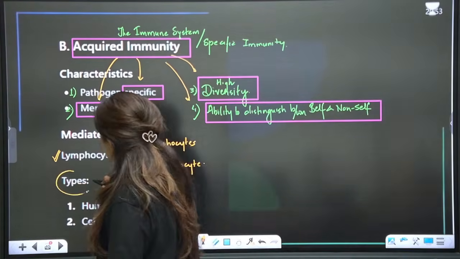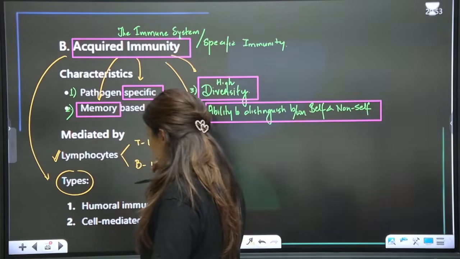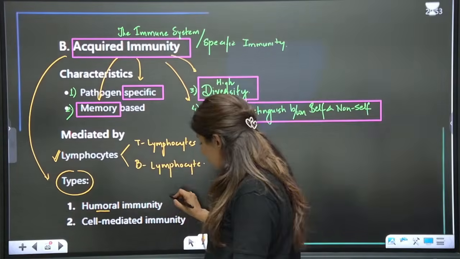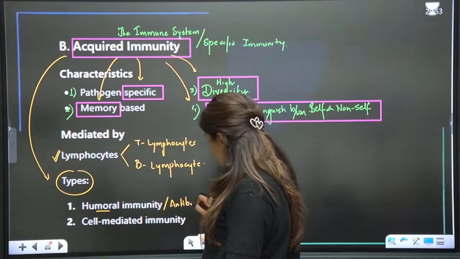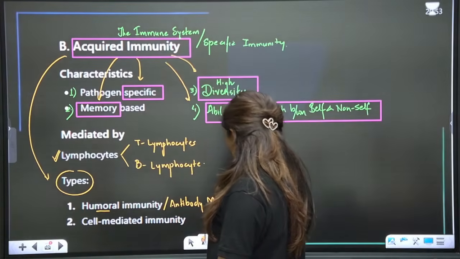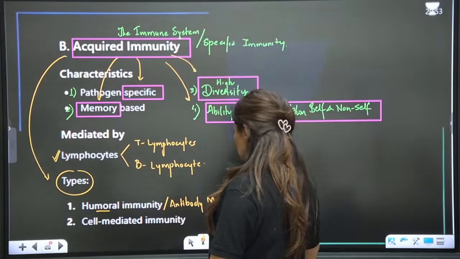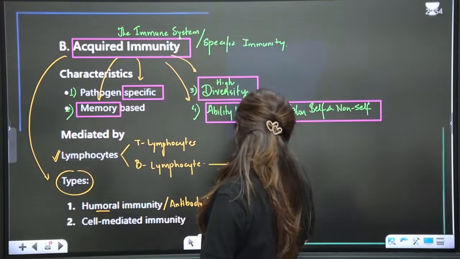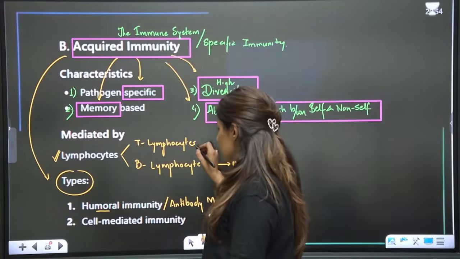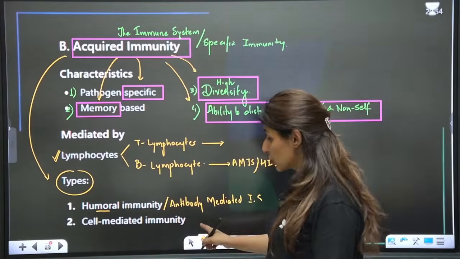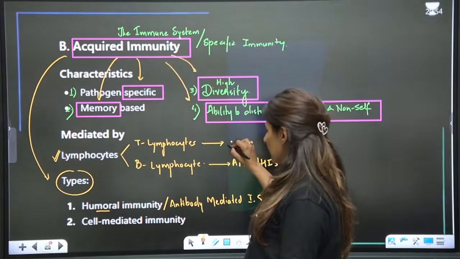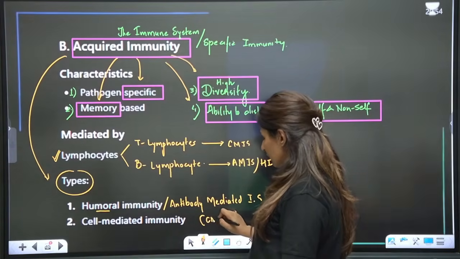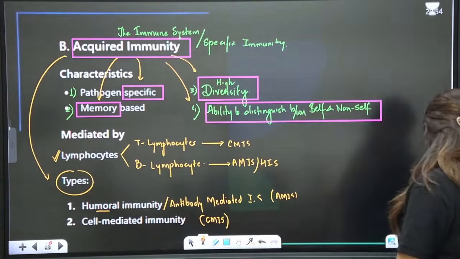And there are 2 types of acquired immunity based on which lymphocyte is involved. Humoral immunity. The word humor is for fluid. In fluid we have antibodies. So it is also known as antibody mediated immunity, or AMIS. B lymphocytes produce these antibodies, so they are responsible for humoral immunity. And T lymphocytes, there are different types of T lymphocytes which provide us cell-mediated immunity, that is CMIS. Please tell me that these points are clear. Yes? Are we clear here?